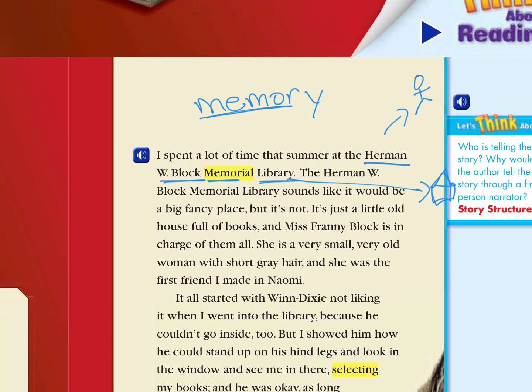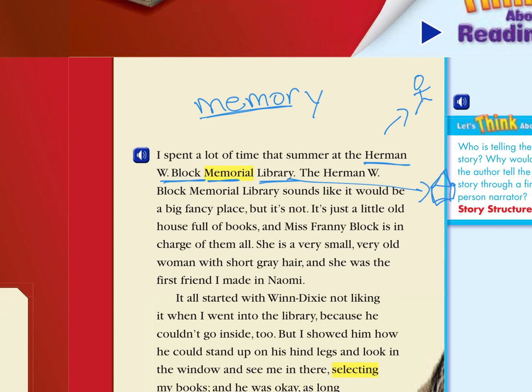Whoa! So this library was named after a person named Herman W. Block in memory of that person. I'm going to say that again. Memorials are in memory of someone. And that's why the word memorial sounds like memory. So look at how the clue inside and around the word helps us to figure out memorial means in memory or when we remember another person.